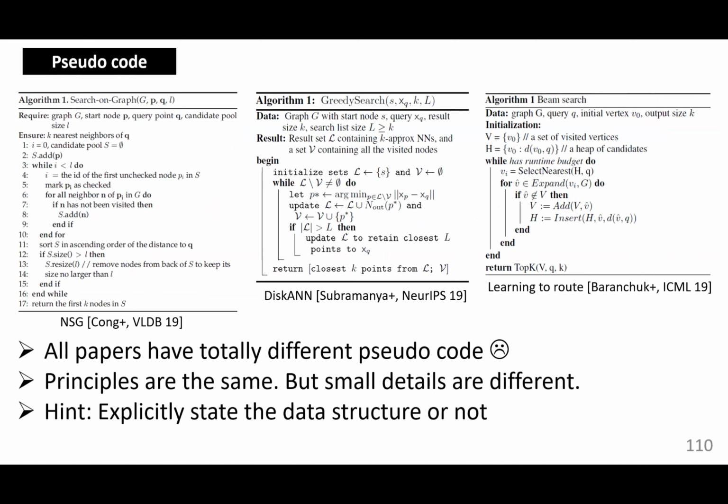Okay. All papers have totally different pseudocode, right? If you have read the graph papers, everyone has the beam search code, right? And I put up 3 papers that are completely different. At first glance, that's kind of a problem. Why? The principles are the same, but the small details are different. So the hint here is why that happens. It's because the pseudocode explicitly states the data structure or not. That's the point.